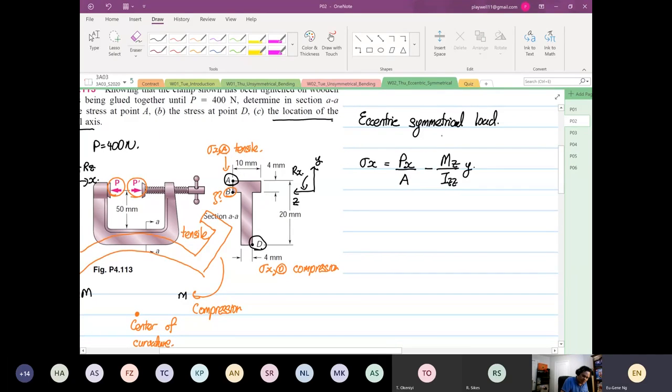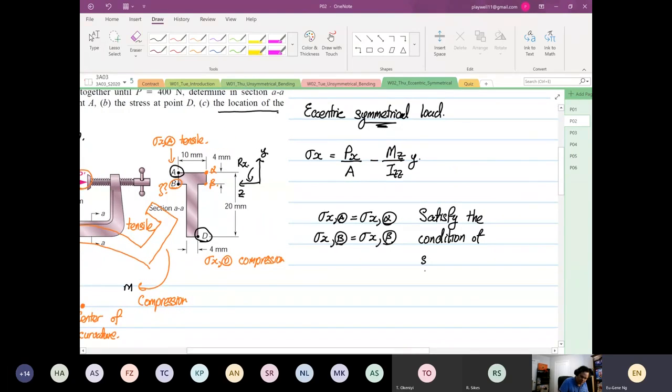So why do we classify it as symmetrical loading? If I put a point down here, this point is my alpha point, and this point is my beta point. Okay. So what we realize later on when we calculate is that stress X at point A is equal to stress X at point alpha, and stress X at point B is equal to stress X at point beta. So for this case, it satisfies the condition of symmetrical loading or symmetrical bending. Okay, I'm going to call this symmetrical bending.